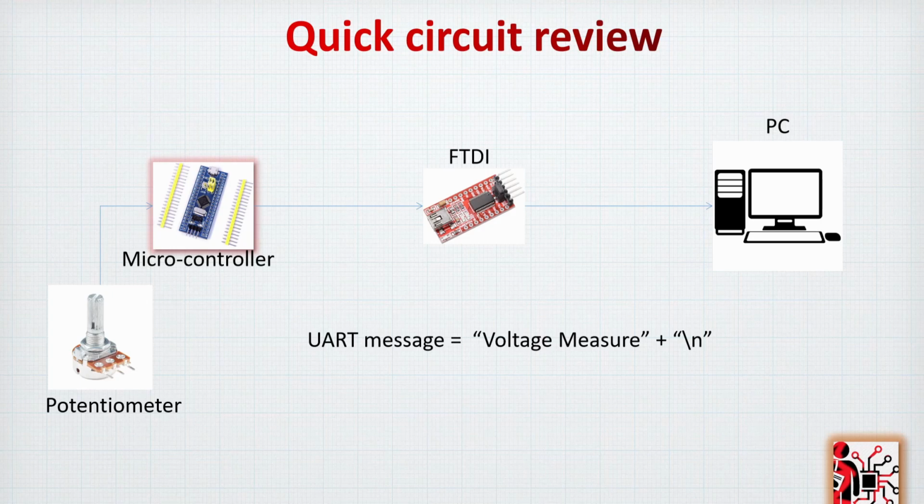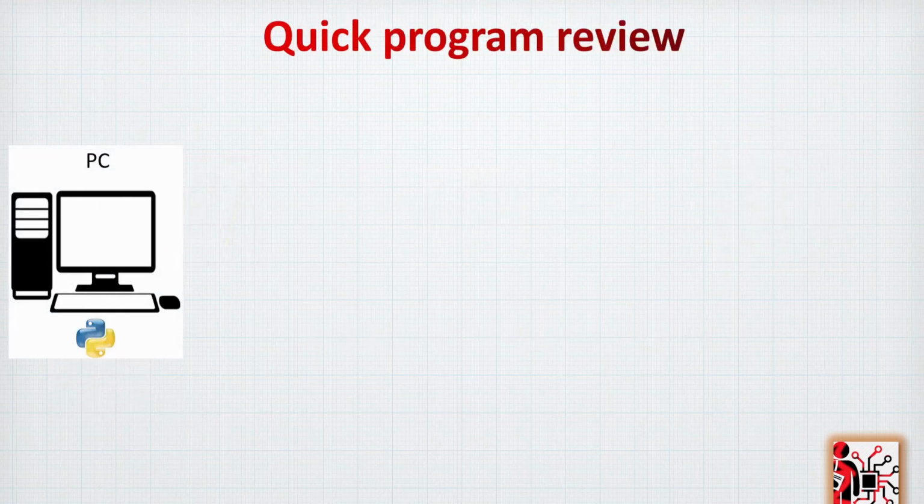The message that we are going to send through the UART will be the voltage measure that we get through the ADC, plus a new line just to make it simple for Python to read it. For the program, a quick review.